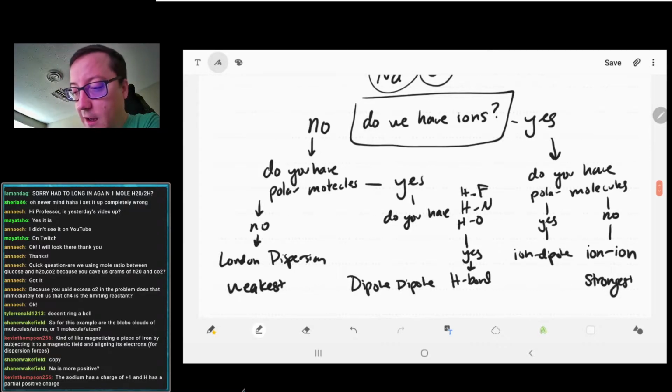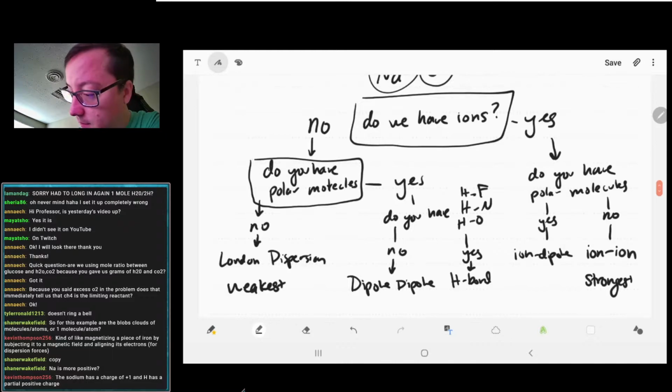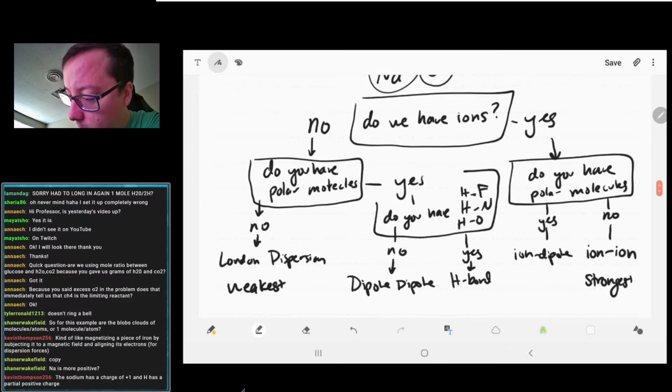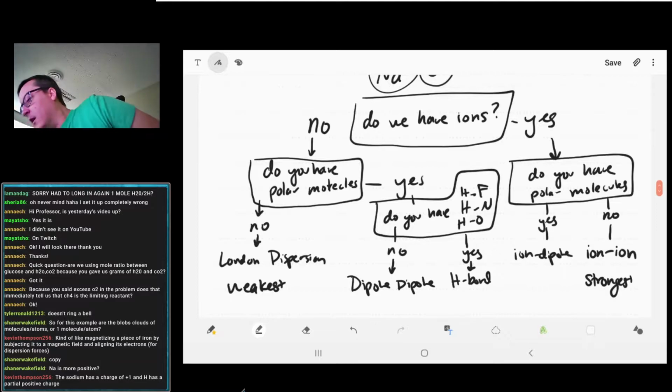If you do have a hydrogen bonded to one of those three elements, then you can have hydrogen bonding. If you do not, you will just have dipole-dipole interactions. So we have these kinds of questions to ask ourselves, and we can use this sort of dichotomous key to see what kind of forces we're going to have happening in our molecule.